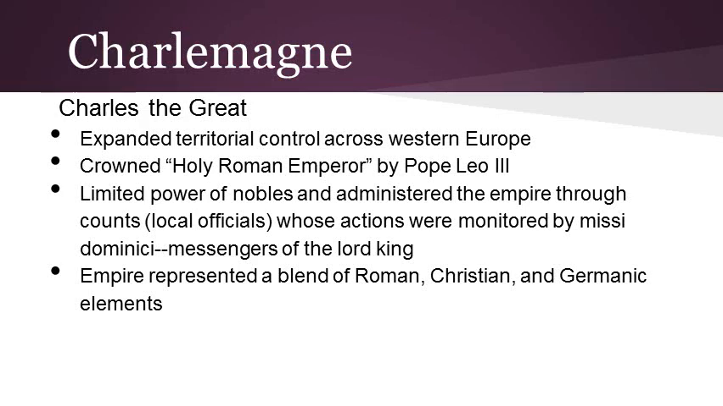So while he governed a large area, he kept it under pretty close supervision using a bureaucracy or network of local officials and messengers. And the empire represented a blend of Roman, Christian, and Germanic elements. This is why it was called the Holy Roman Empire.